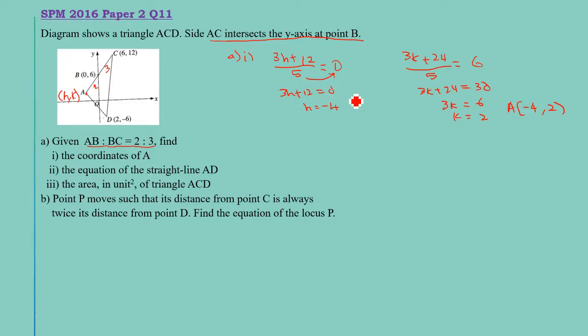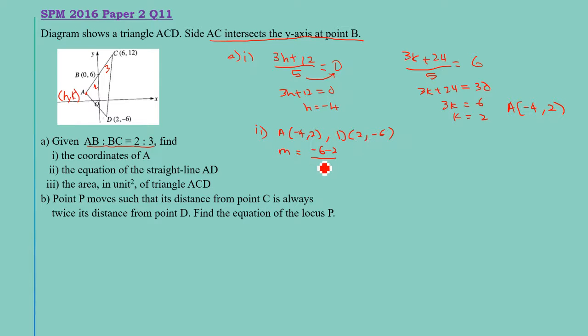Now part B, the second part. They ask you to find the equation of the straight line AD. So we already know A is -4, 2, and your D is given in the diagram, 2, -6. So how to find equation of straight line? First, we need to know the slope. And how to find the slope? You find the difference in your Y value.